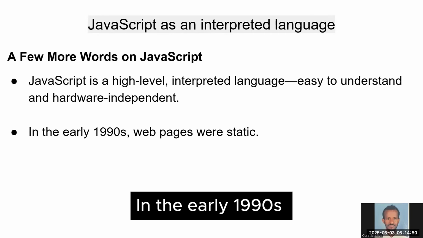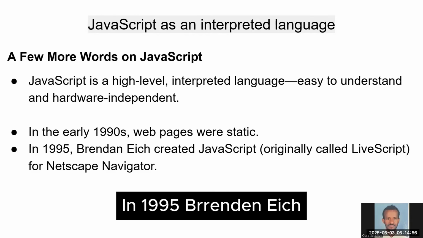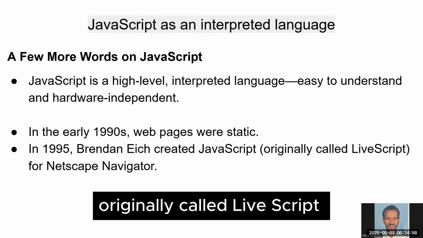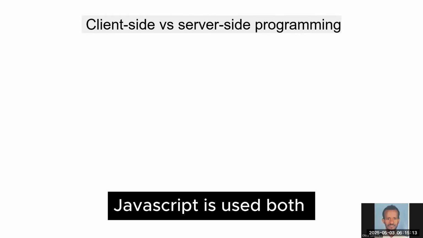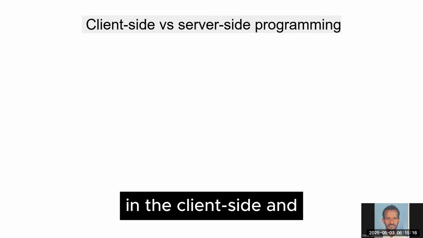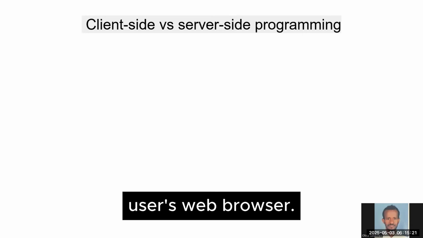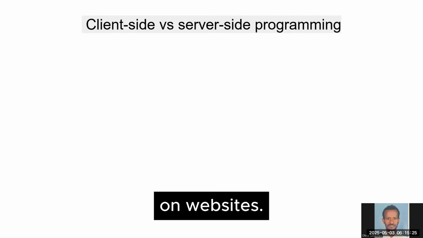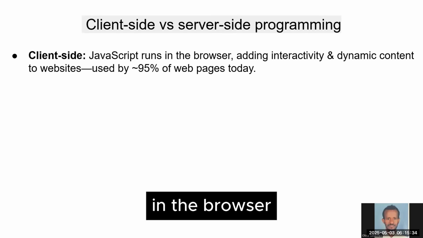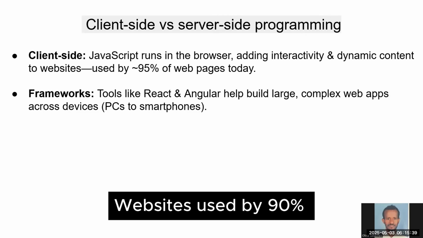In the early 1990s, web pages were static. In 1995, Brendan Eich created JavaScript, originally called LiveScript, for Netscape Navigator. Client-side versus server-side: JavaScript is used both on the client side and the server side. That means JavaScript runs in the user's web browser, creating dynamic and interactive content on websites. JavaScript runs in the browser, adding interactivity and dynamic content to web pages.